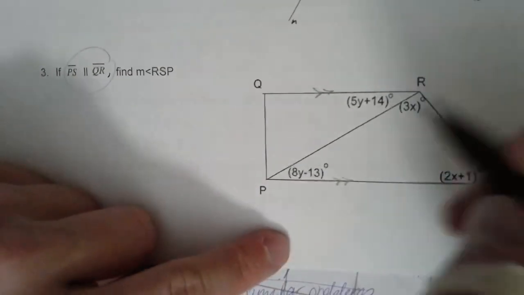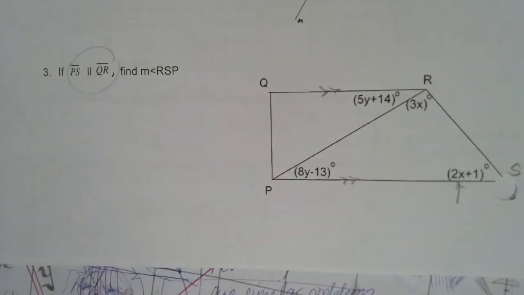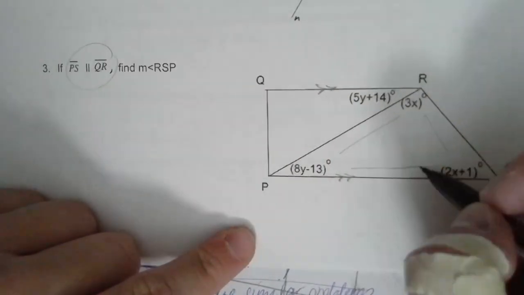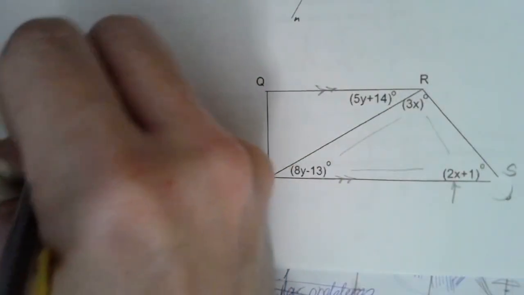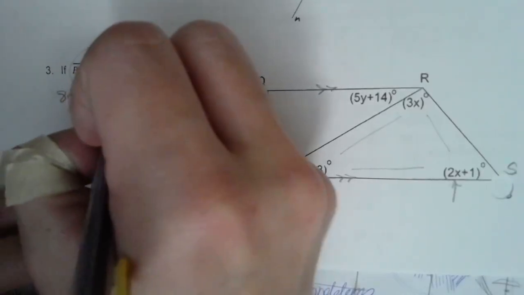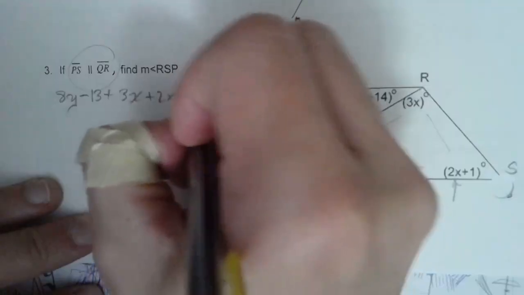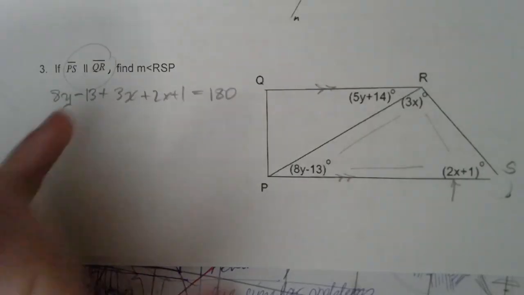So to find the measure of RSP, we're going to need to know the value of x. If we knew the value of x, we could plug it in and solve. But to know the value of x, I could add up the interior angles of all these triangles and set them equal to 180. So I'm going to try that. Here I have 8y minus 13 plus 3x. That's this guy. Plus 2x plus 1 is equal to 180. We know that the interior angle sum of any triangle is 180 degrees, so this must be true.